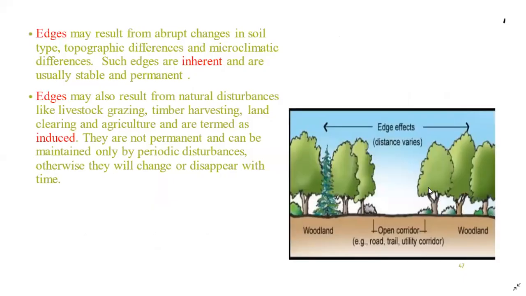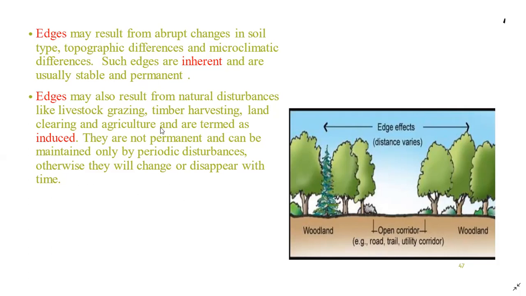Edges may result from abrupt changes in the soil. Why will an edge be formed in nature? It might be due to natural calamities, an abrupt change in the soil type, topographic differences, microclimate differences, like the sea and the shore. Such edges are inherent and are usually stable and permanent. There's a kind of open corridor formed between two woodlands. There might also be allelopathy. We had seen the chrysonate bushes, which had a kind of repulsion from one another. Those natural effects lead to edge formation that can be called inherent.